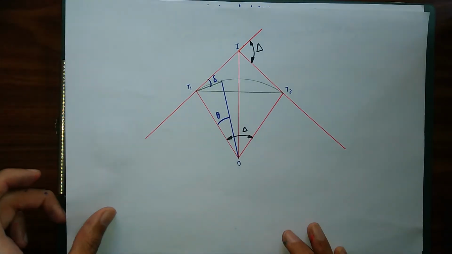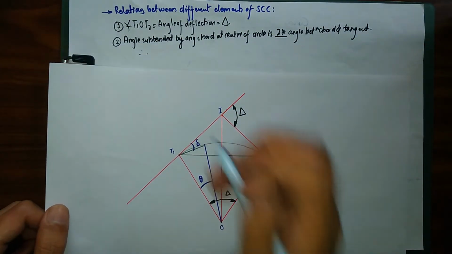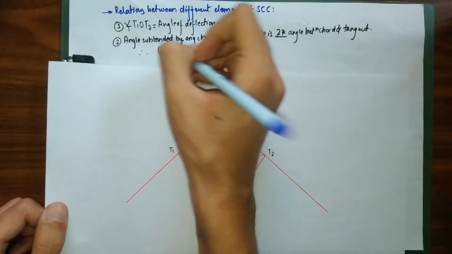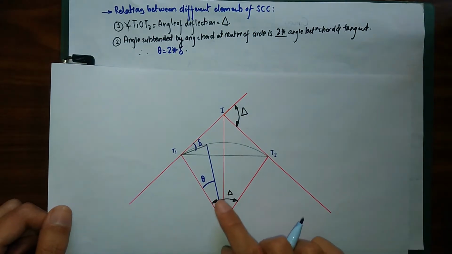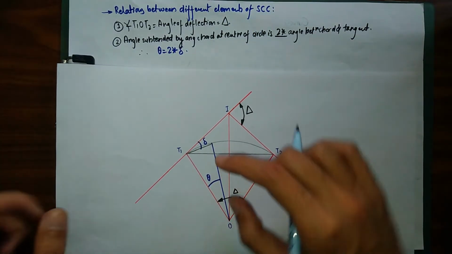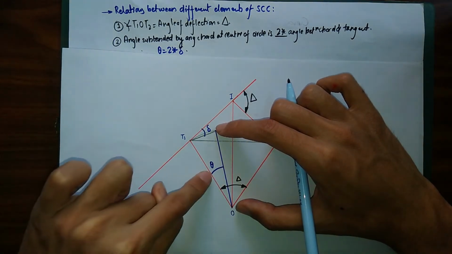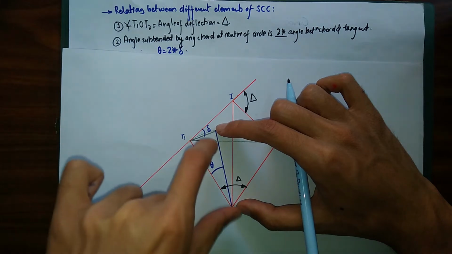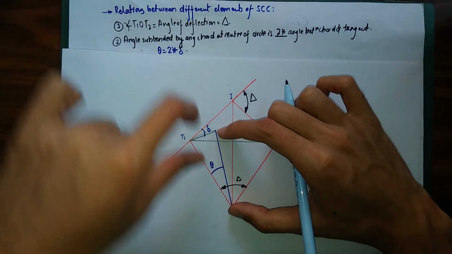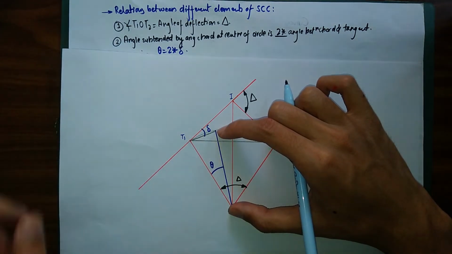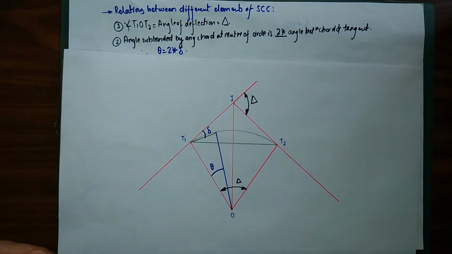So right now my second property tells me the angle subtended by any chord at the center of the circle, which is theta, equals two times the angle between chord and the tangent, which is delta. So simply theta equals 2 delta. From our figure, the angle subtended by any chord at the center of the circle is theta, and this theta is simply equal to two times the angle between that chord and the tangent, the forward or backward tangent, whichever is closer. So simply our theta equals 2 delta. So this is our second property.